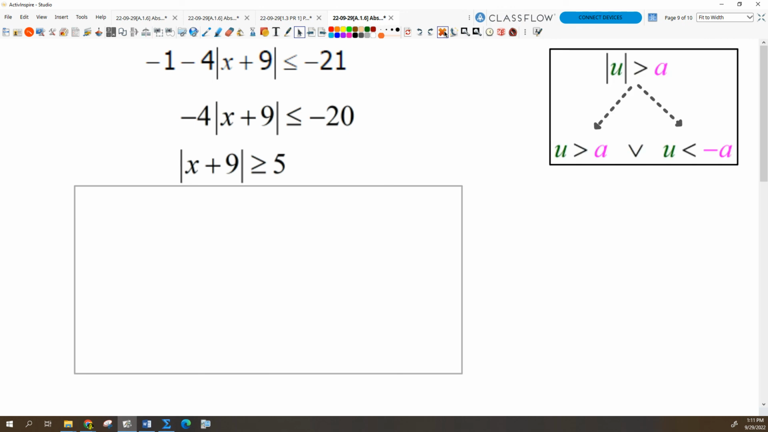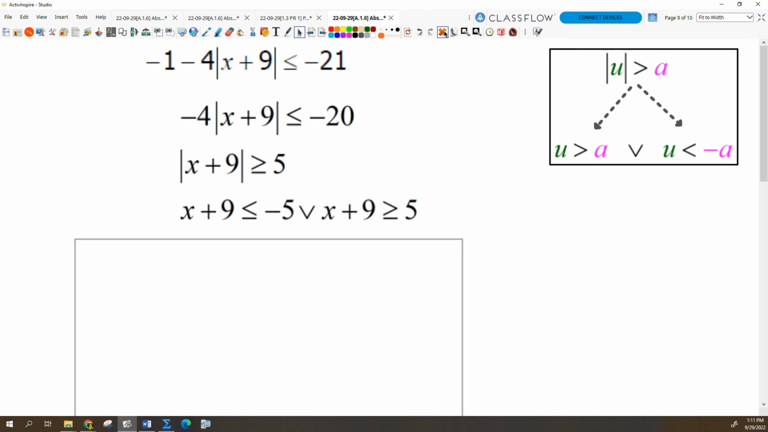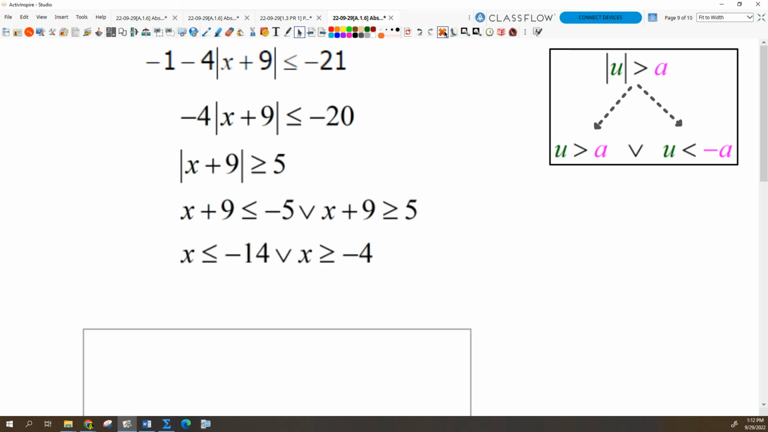What's inside is greater than the positive, or what's inside is less than or equal to the negative, in either order, right? Doesn't matter which one you say first. Okay, are we good with that step? Give me thumbs on that step. How are we doing? We good with that step? Okay, all right. And then last step, subtract 9 from everything, and we're done.